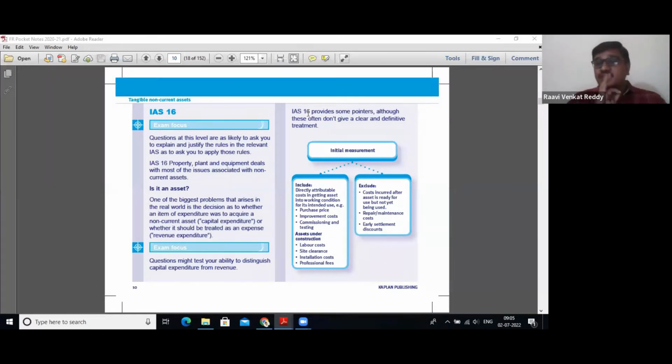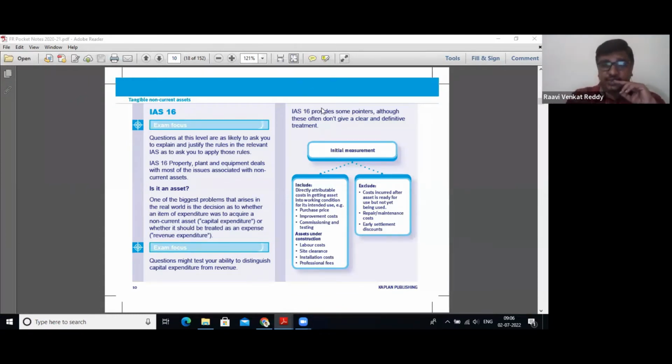We already had enough discussion on this. I don't want to dig into that because we already know what capital expenditure and revenue expenditure are. So when it comes to IAS 16, first it mainly focuses on recognition. Once it is recognized as a non-current asset, then it comes to initial measurement. So how to measure that particular non-current asset? In that measuring process, it is very, very important.